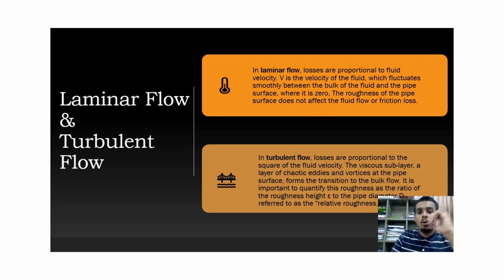In laminar flow, losses are proportional to the fluid velocity, where V is the velocity of the fluid. The flow varies smoothly between the bulk of the fluid and the pipe surface, where the velocity is zero, and the roughness of the pipe surface does not affect the fluid flow or the friction loss. In turbulent flow, losses are proportional to the square of the fluid velocity. At the viscous sublayer, a layer of chaotic eddies and vortices forms the transition to the bulk flow. It's important to quantify the roughness as the ratio of the roughness height to the pipe diameter, referred to as the relative roughness.